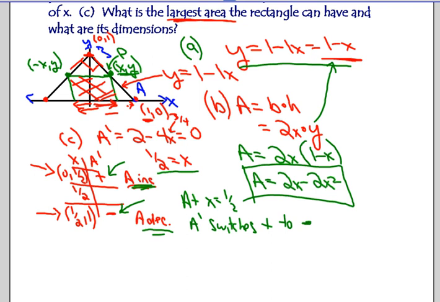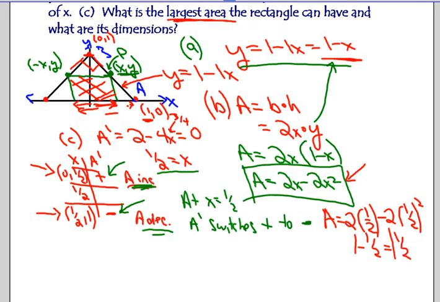So what is the largest area? Let's come back to our area function. Probably the easiest spot is right there. So what is the largest area? Area equals 2, x is 1/2, minus 2 times 1/2 squared. 2 times 1/2 is 1. 1/2 squared is a fourth, times 2 is 1/2, and 1 minus 1/2. The best I can do for my area is 1/2.